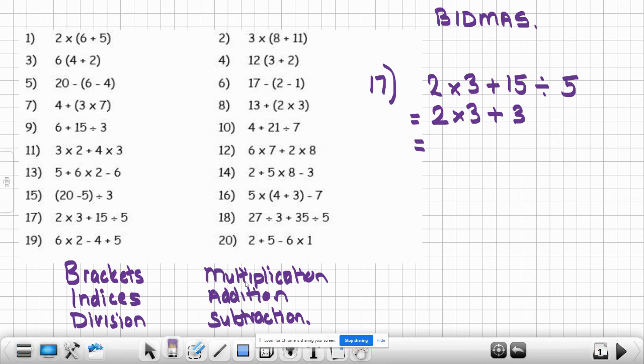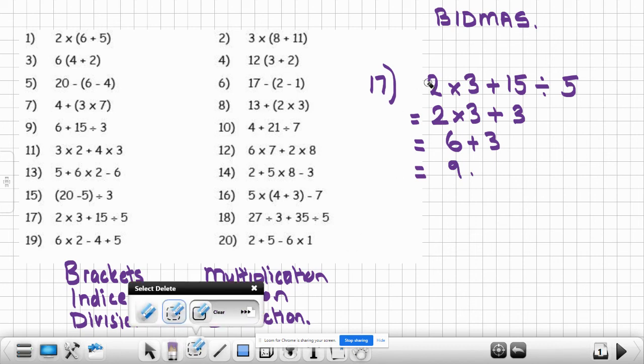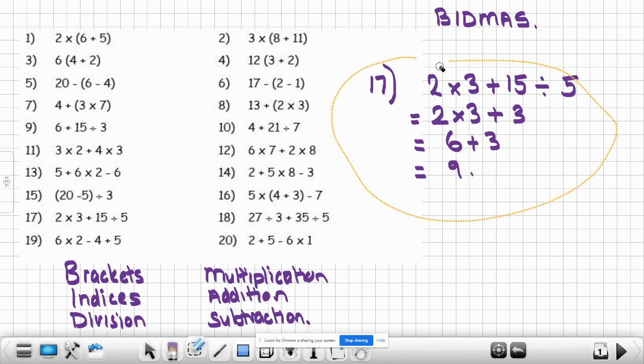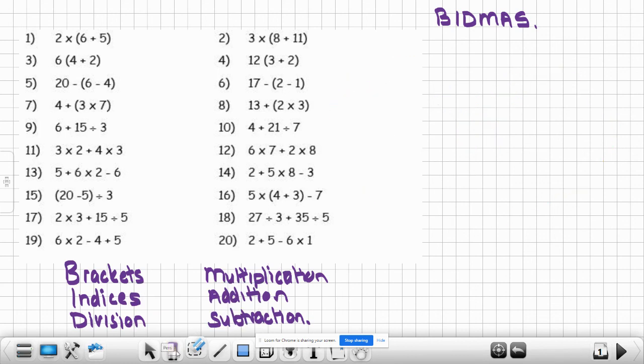The multiplication comes first. So 2 times 3 is 6. And then I need to add on 3. Now down to my last calculation. 6 plus 3 is 9. Okay. Hopefully you're starting to feel okay about these. Don't worry if it's taking time. You just got to keep practicing them until you feel confident.